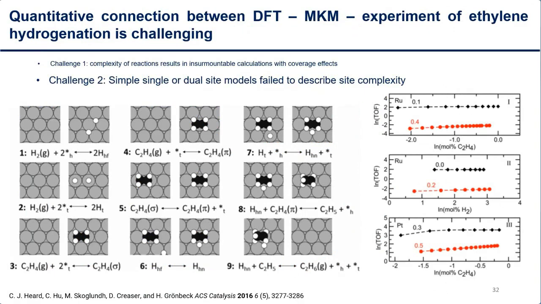The second challenge, which really is manifested as a coverage effect, is the fact that generally simple single or dual site type models fail to describe the complexity of the sites and how they may interact with one another. And so this is captured nicely again in theory work combined with experiment, where the theory really struggles to capture the experimentally measured reaction orders, both in ethylene and hydrogen, as demonstrated on the right.